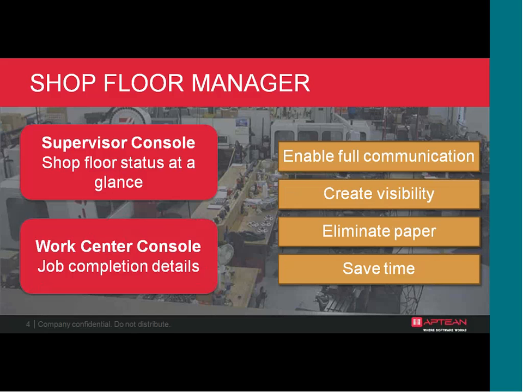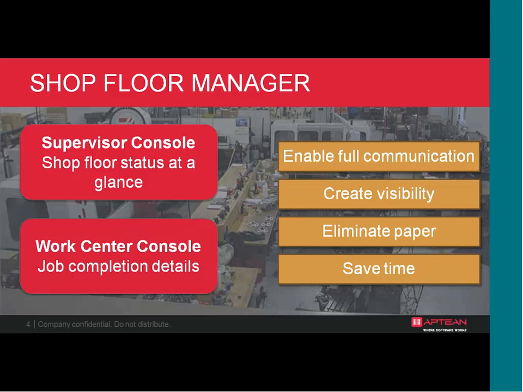So, analyzing the shop floor operations and providing information to employees, as I said, has two consoles, supervisor and work center consoles. The supervisor console's primary function is to provide shop floor status information at a glance to the supervisor. And the work center console is to provide a prioritized list of jobs and pertinent information for the completion of those jobs to the operators.